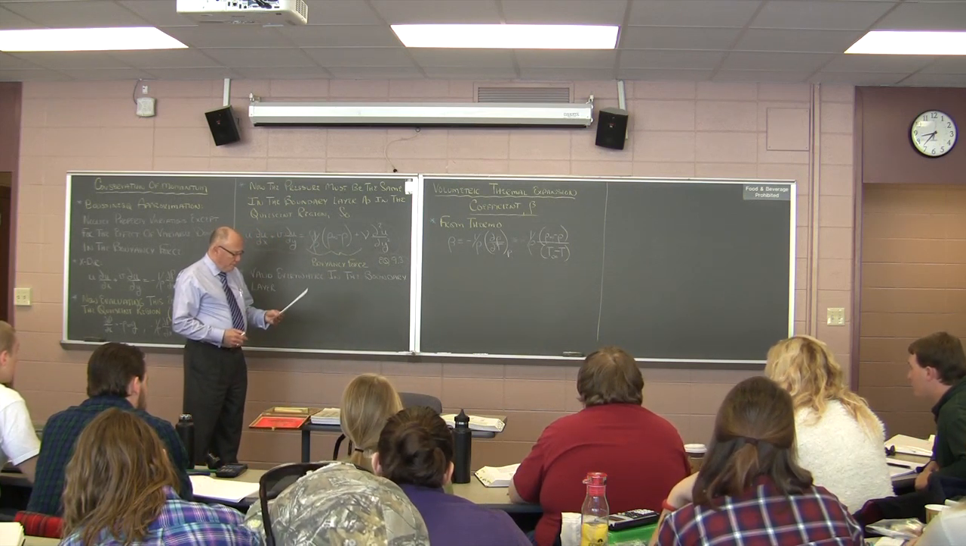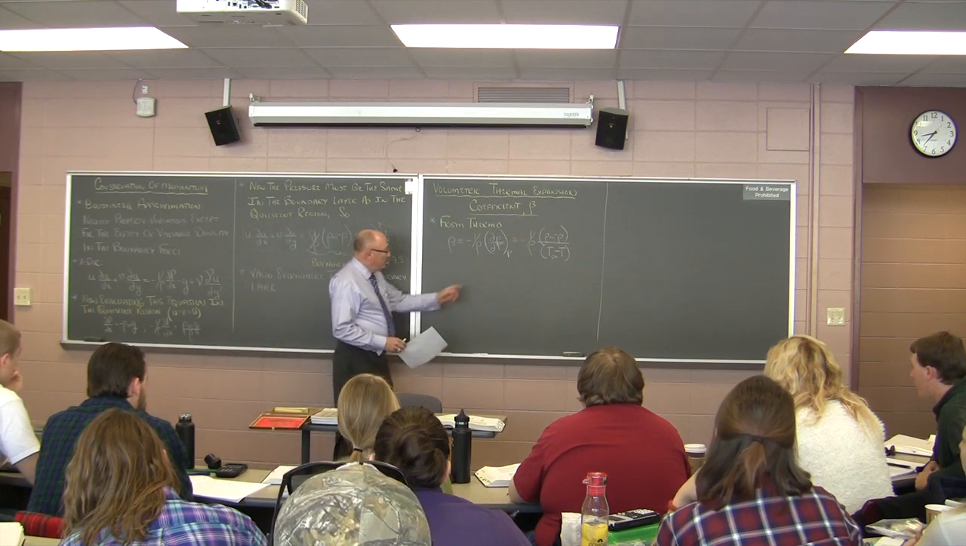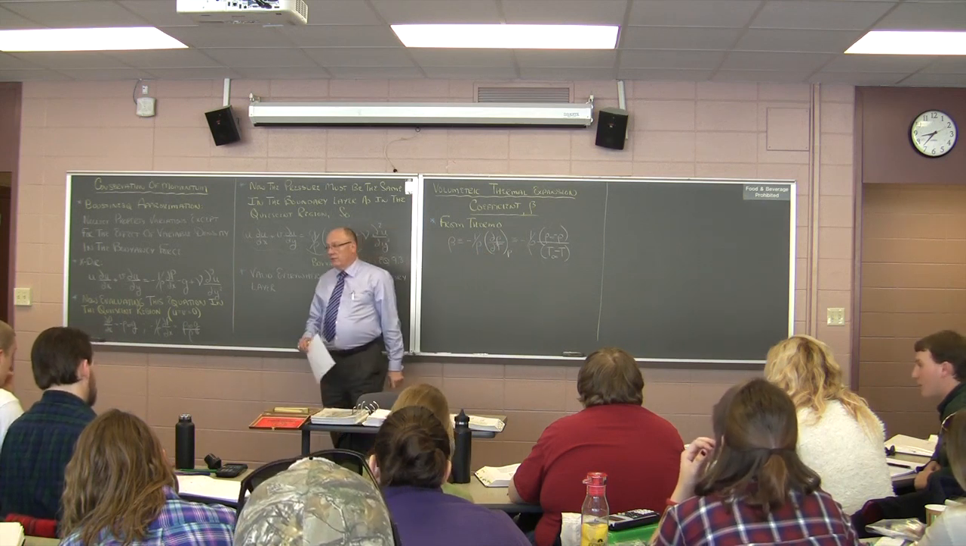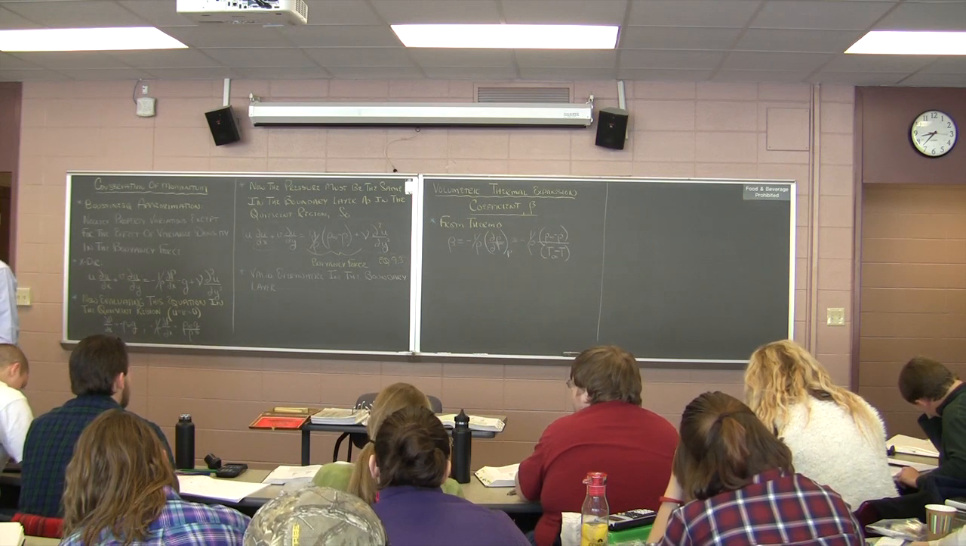Is that pressure, not rho? This is pressure here. This is the partial of density with respect to temperature holding pressure constant. Okay? That's the theoretical Maxwellian definition of beta.